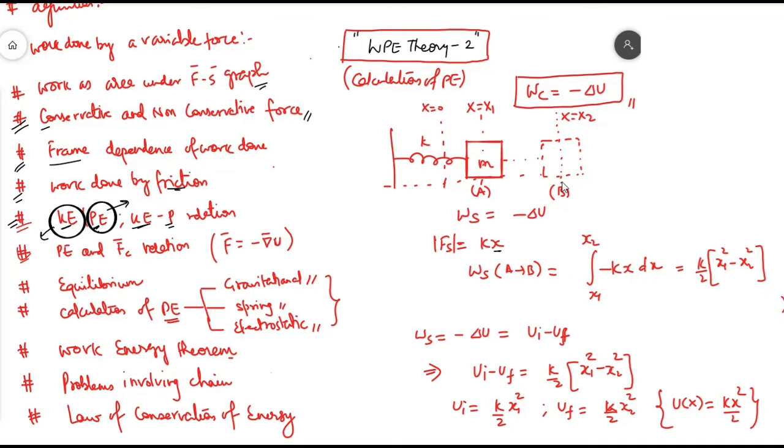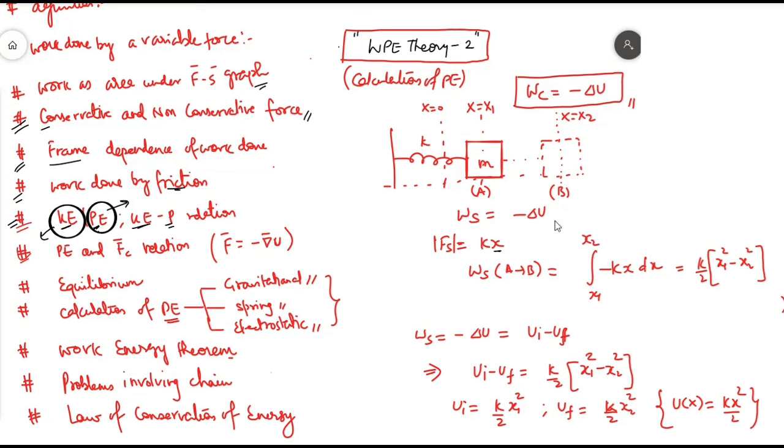If I'm going from point A to point B, my displacement is in the right hand side direction, and my force is going to be towards the left, and that angle is going to be 180 degrees, so there's going to be a negative work done. So I'm just going to write dw is equal to kx dx with a negative sign, because cos 180 is going to be minus 1, and going from point x1 to x2, so my x goes from x1 to x2, and this integrates to k by 2 into x1 square minus x2 square.